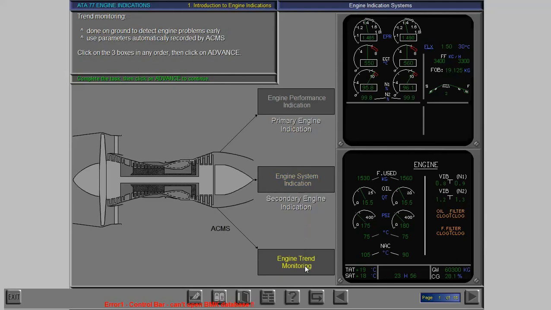Engine trend monitoring is done on the ground to detect engine problems at an early stage. It uses engine parameters that are automatically recorded by the Aircraft Condition Monitoring System, ACMS in short.